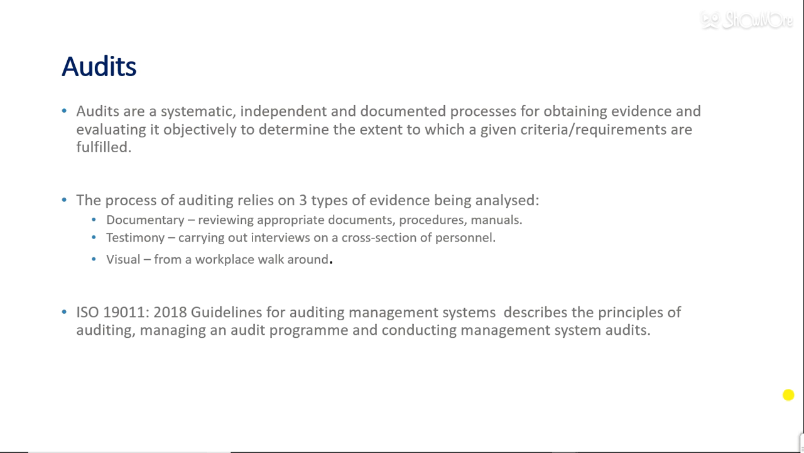Now, audits are a systematic, independent, and documented process for obtaining evidence and evaluating it objectively to determine the extent to which a given criteria is fulfilled. The process of auditing relies on 3 types of evidence being analyzed. Documents, reviewing procedures, manuals, and records. Testimony, carrying out interviews on a cross-section of personnel. And visual, from a workplace walk-around.